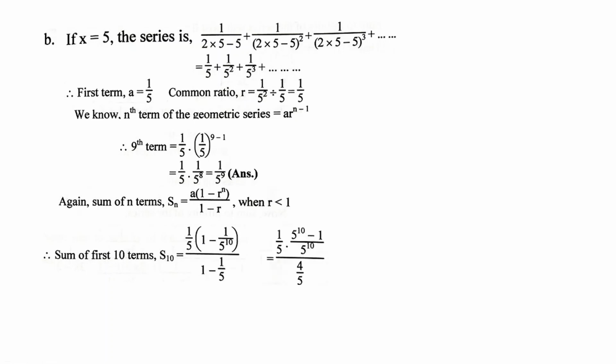Now calculation. After calculation we get (5^10 - 1) divided by 4 × 5^n, that is 10. So our required answer is, the sum of the first 10 terms will be (5^10 - 1) divided by (4 × 5^10). Dear cadets, I think you all understand this.